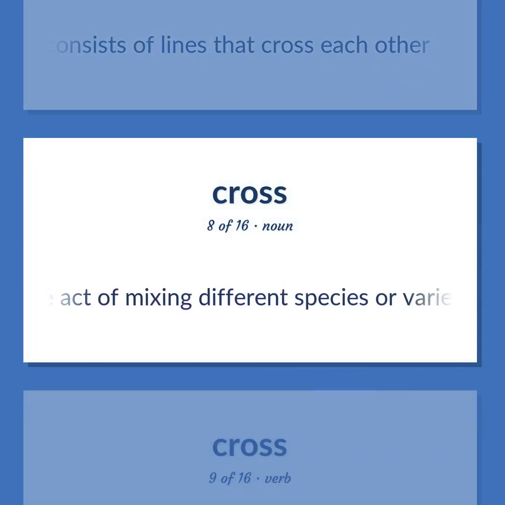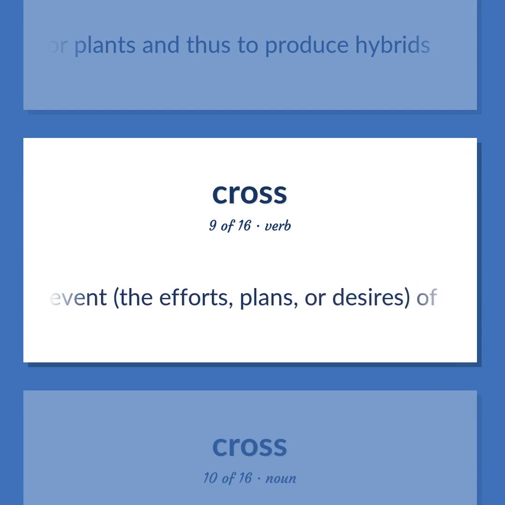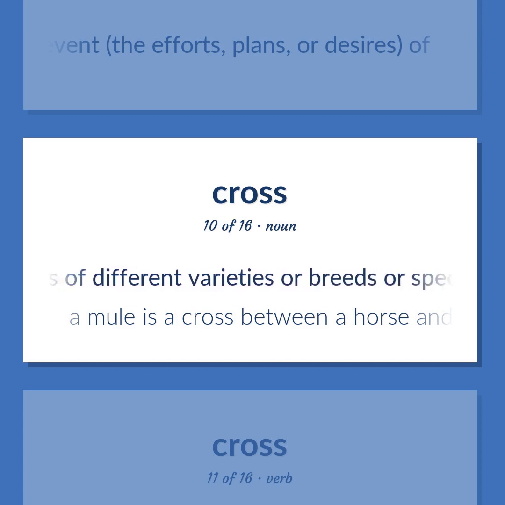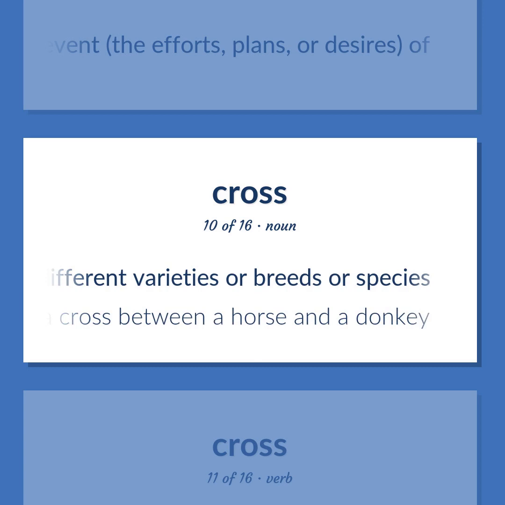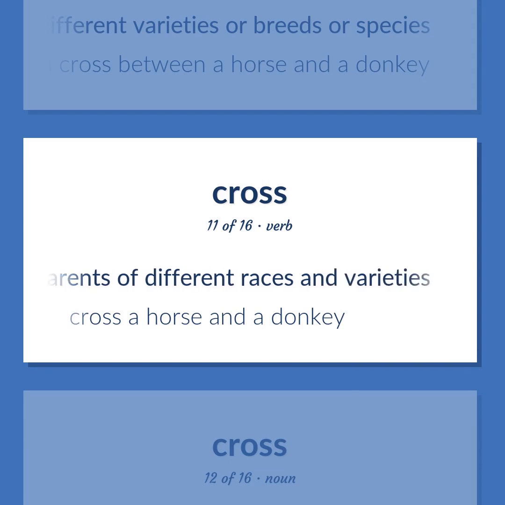Genetics, the act of mixing different species or varieties of animals or plants and thus to produce hybrids. Hinder or prevent the efforts, plans, or desires of. Genetics, an organism that is the offspring of genetically dissimilar parents or stock, especially offspring produced by breeding plants or animals of different varieties or breeds or species. A mule is a cross between a horse and a donkey. Breed animals or plants using parents of different races and varieties. Cross a horse and a donkey.